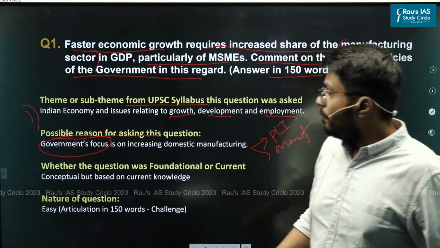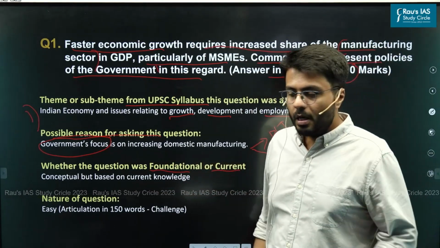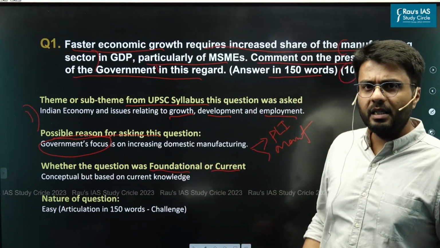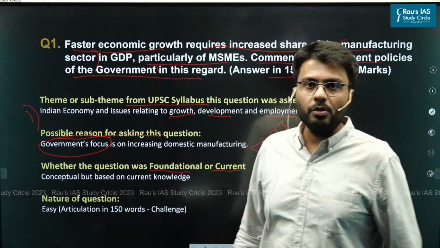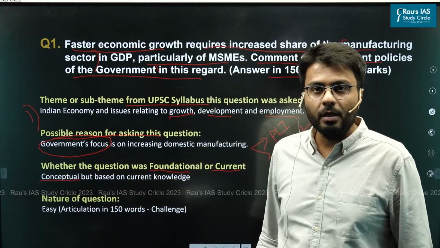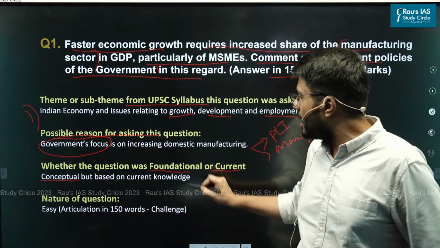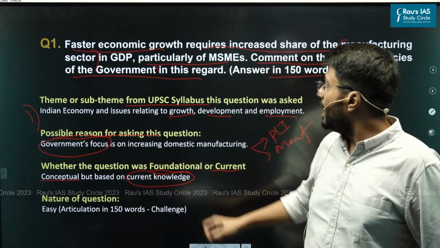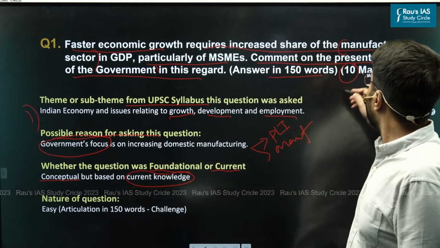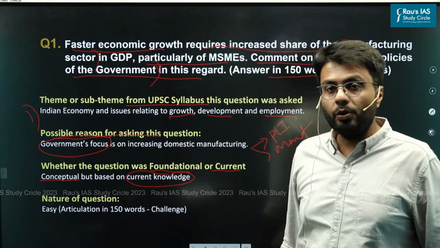Also, was this question foundational or current based? Now the base of this question comes from the static syllabus of UPSC. Hence, this was a conceptual question, but you also need to answer this question from a current knowledge perspective, as the question demands you to add present policies of the government with respect to MSMEs.